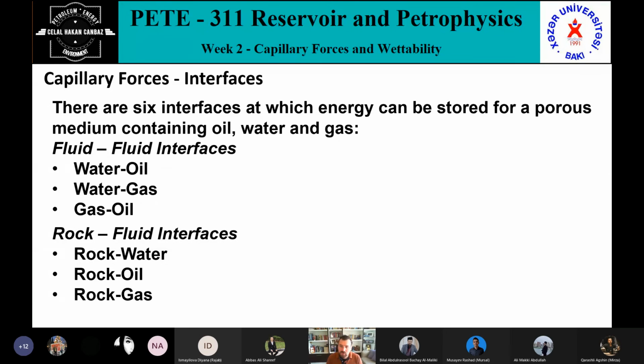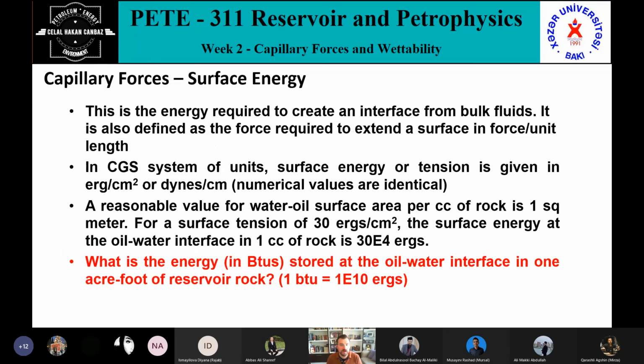Okay, let's pass to capillary forces, surface energy. Surface energy, actually, is the energy required to create an interface from bulk fluids. It is also defined as the force required to extend a surface in force per unit length. Okay. In CGS system of units, what is CGS system? Any idea? What's CGS?